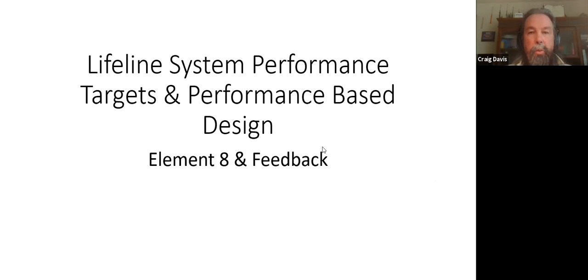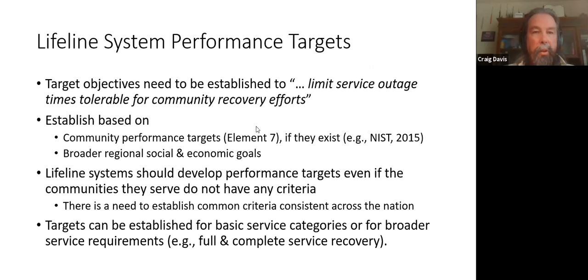All right, so let me quickly go through performance targets and performance-based design. So the Lifeline system performance targets are needed to establish, by the definitions I gave earlier, to limit service outage times tolerable to community recovery efforts. This can't randomly happen. There has to be targets of which both the system is shooting for and the community can rely upon. So this is based on community performance targets, if they exist, and broader regional, social, economic goals. However, if the community does not have targets, the Lifeline system should still develop targets and let the communities know what those targets are.